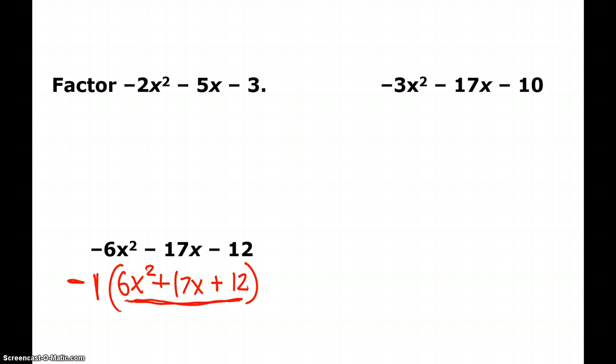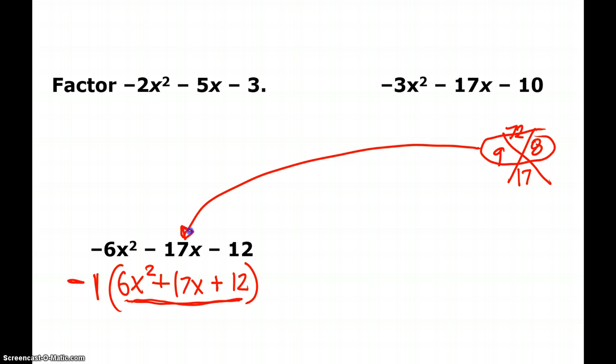Now I'm going to factor this problem right here. I have to do what multiplies to 72 and what adds up to 17. 9 times 8. So I'm going to take these and put them in the middle there. So I have 6x squared plus 9x plus 8x plus 12. So I'm going to go back to this problem right here.